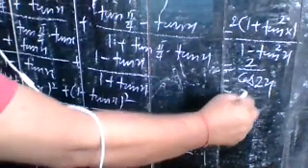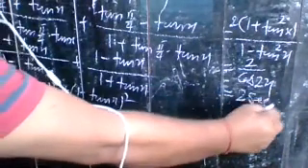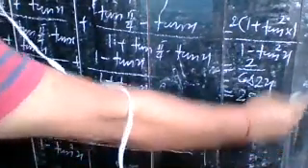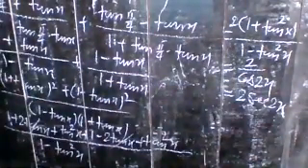And yes, 1 by cos 2x is sec. So write 2 sec 2x, and that is your right side. Yes, write it.